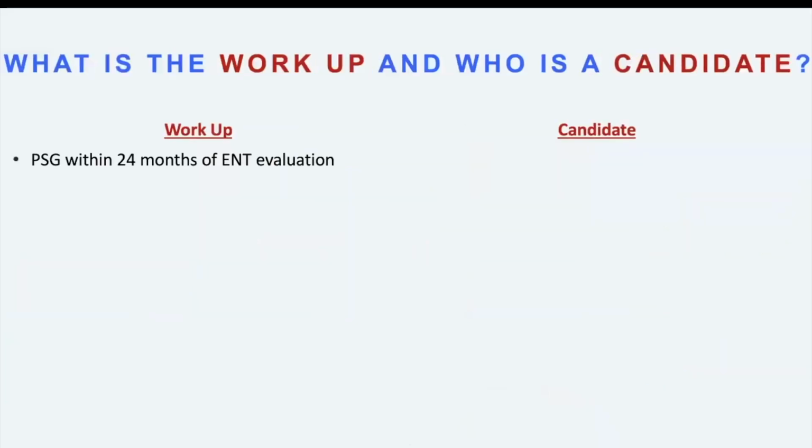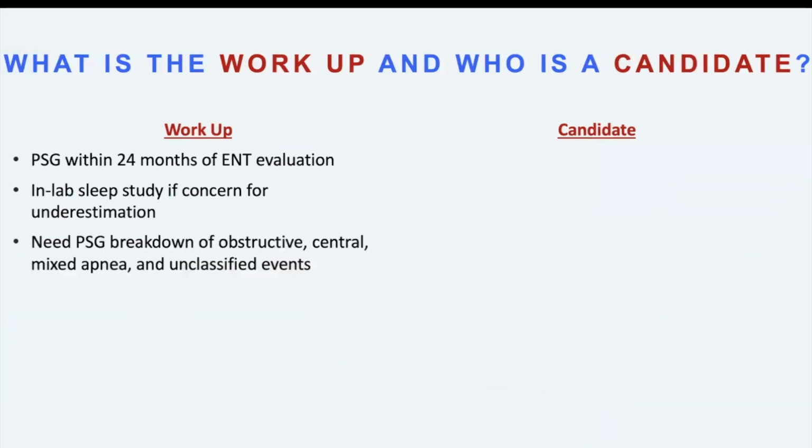What is a workup and who is a candidate? Workup generally includes a PSG within 24 months of ENT evaluation, an in-lab sleep study if there is concern for underestimation in a home sleep study. You need a PSG breakdown of obstructive, central, mixed apneas, and unclassified events in order to calculate the total AHI. Weight loss management if the patient is over the BMI goal. A patient is considered a potential candidate prior to DISE if they have the inability to tolerate PAP.